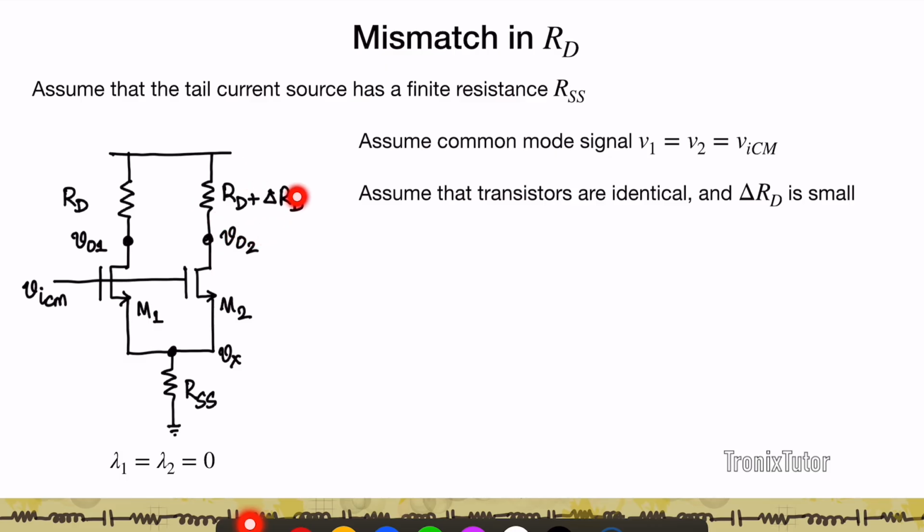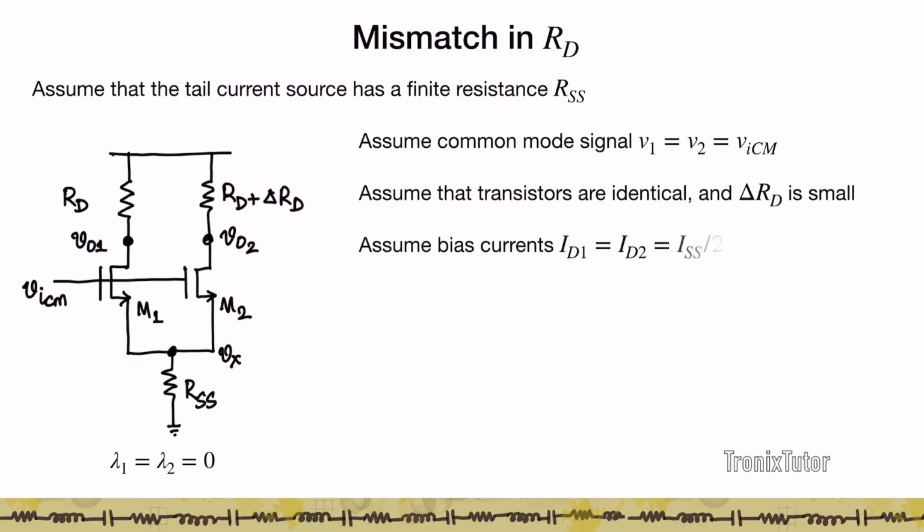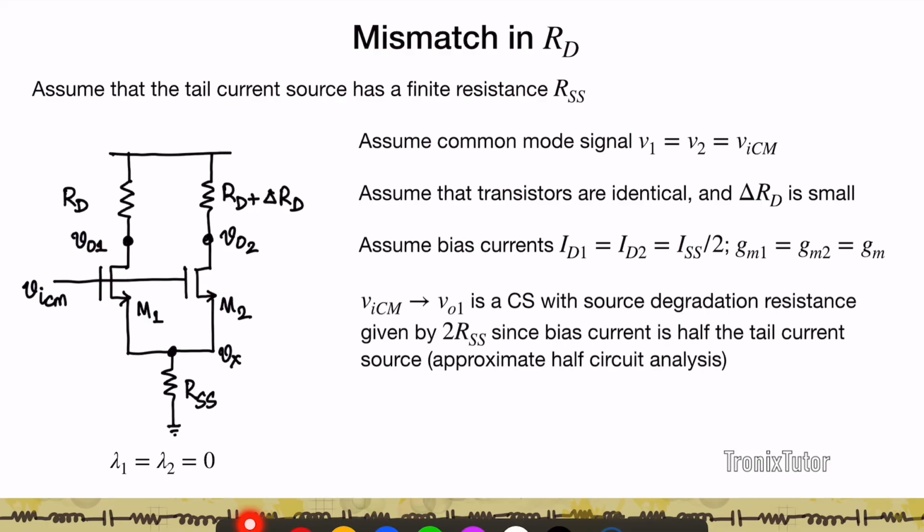And let's also assume that delta RD is very small. When I assume that, I can make a simplifying assumption that even though there's a small delta between these two, the difference in the bias currents of M1 and M2 is not a lot. So I can still assume that the bias currents are ISS by 2, which means that the transconductances of M1 and M2 are assumed to be equal. Now, if I look at the gain from this VICM input, that is the gate of M1 to the drain of M1, so this is going to be a common source amplifier.